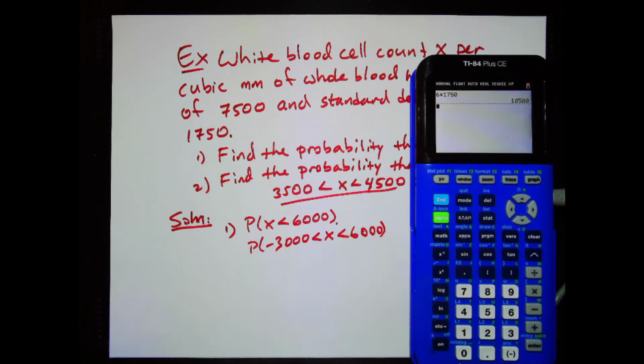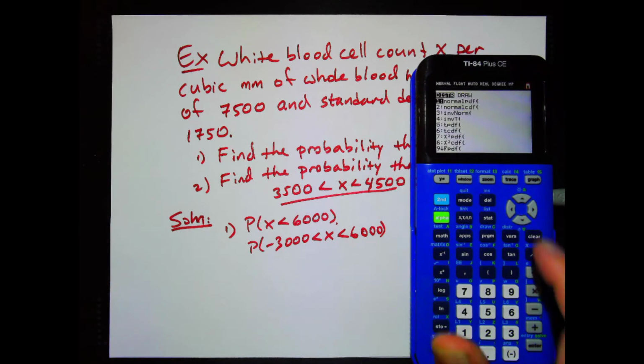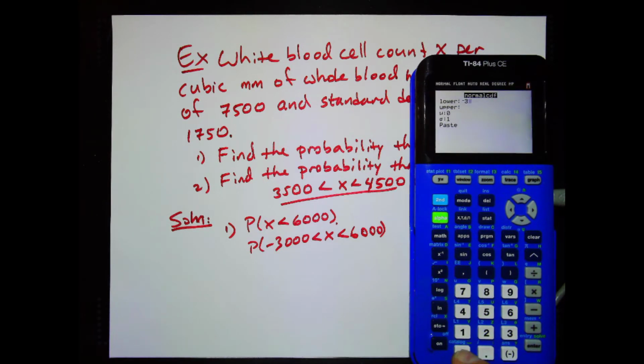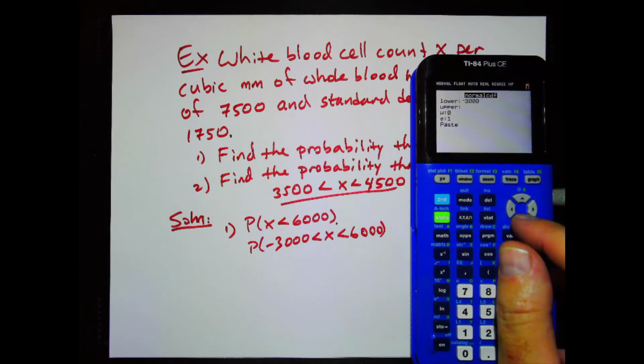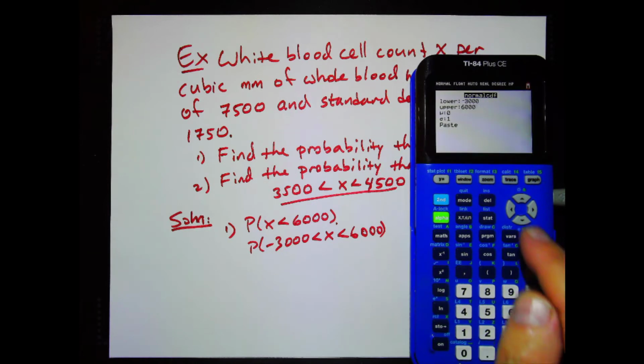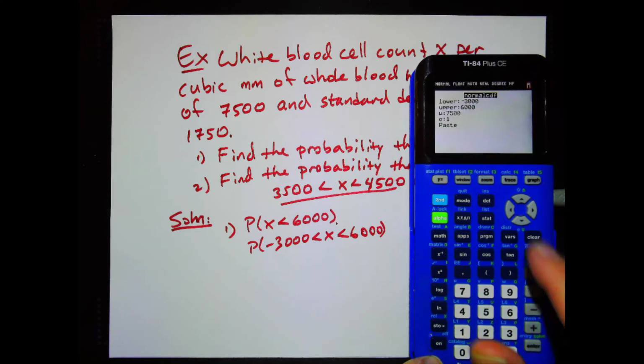So we can use these values instead. I'll go to my distribution here and do a normal CDF. The lower will be negative 3,000. If you're concerned that that's not enough, just make it go even lower. Negative 10,000 would be fine. The upper limit will be 6,000. The mean here is 7,500, and the standard deviation is 1,750.